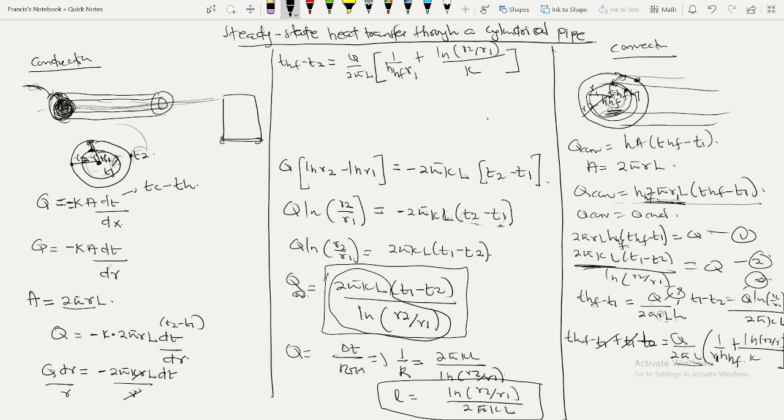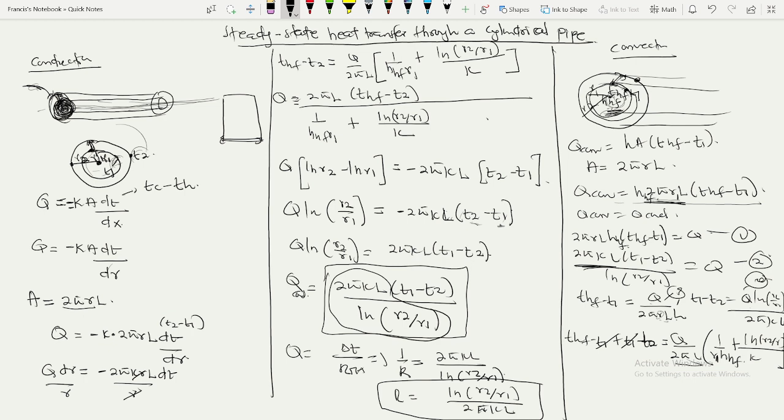So we can make our Q the subject here and see that our heat transfer will be 2 pi L times THF minus T2 all over 1 over HHF R1 plus ln R2 over R1 over K. Yes, so this will be our heat transfer.